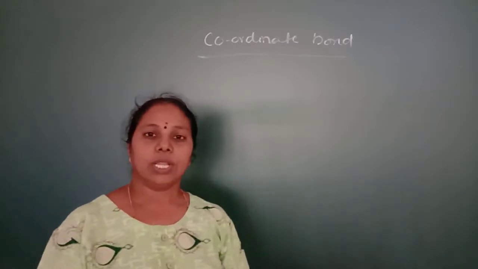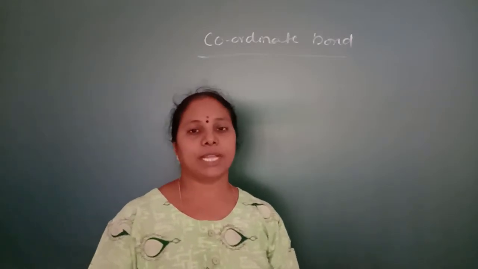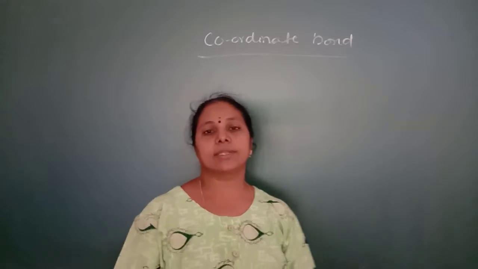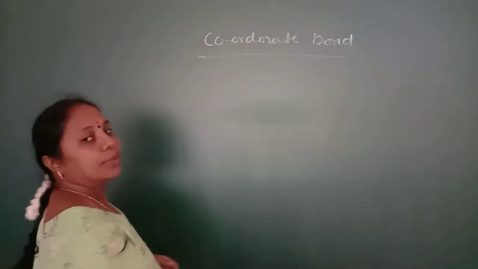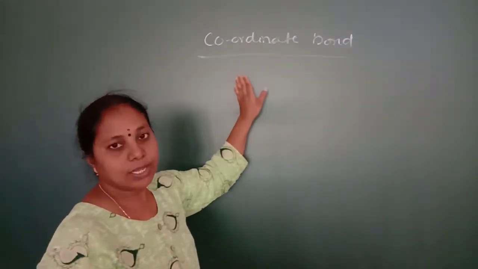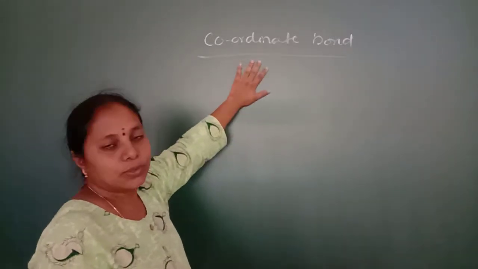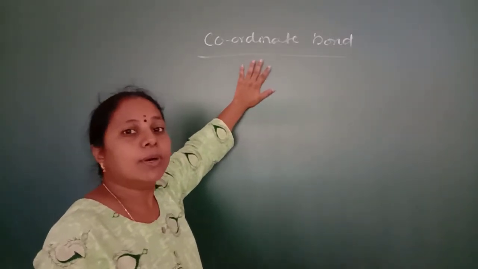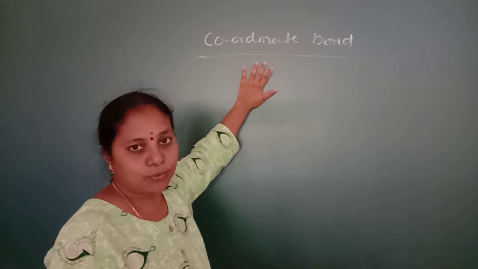Students, now we will study the fourth different type of chemical bond. It is called the coordinate bond. So what is this coordinate bond? Coordinate bond is also one of the types of covalent bond.